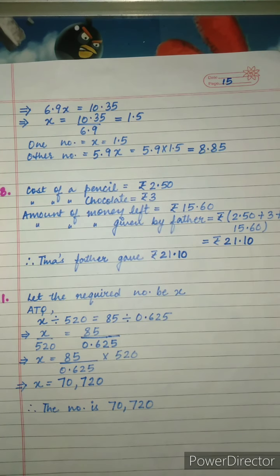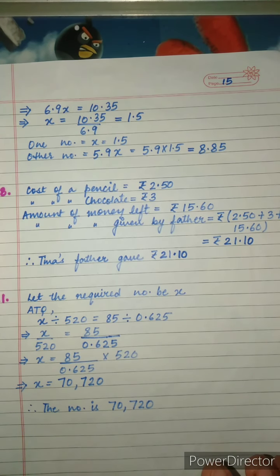So we'll take 6.9 to the right side. That will be x is equal to 10.35 divided by 6.9, which will give you 1.5. So therefore the first number, that was x, is 1.5, and the other number, that was 5.9x, will be 5.9 into 1.5, which gives you 8.85.